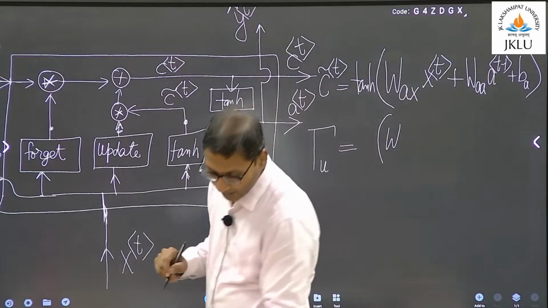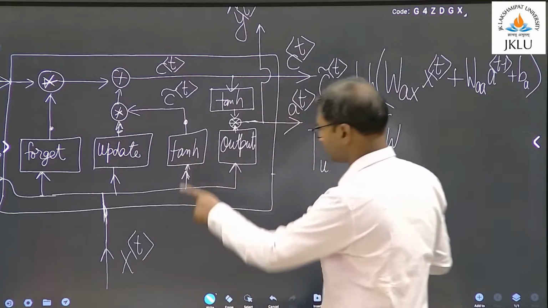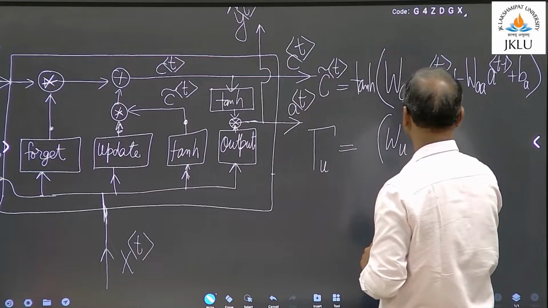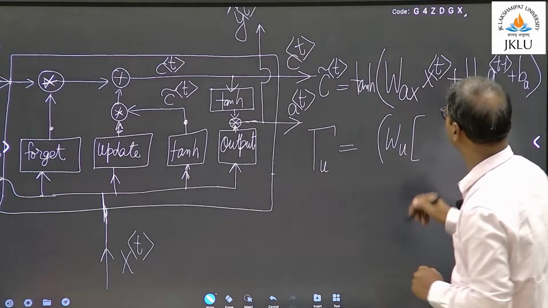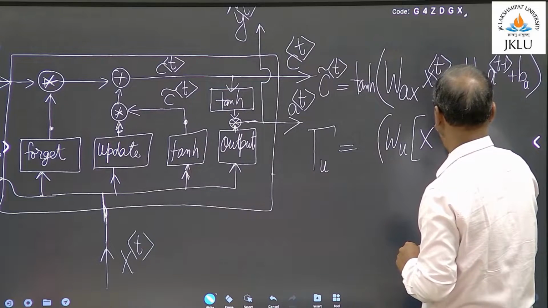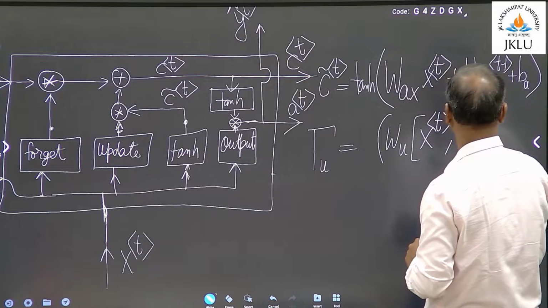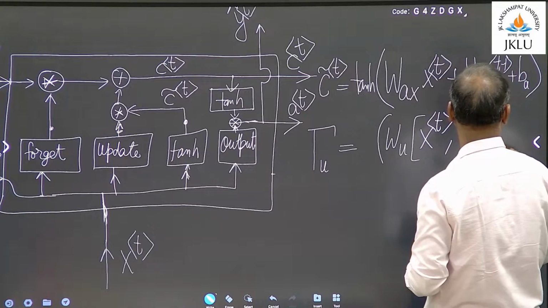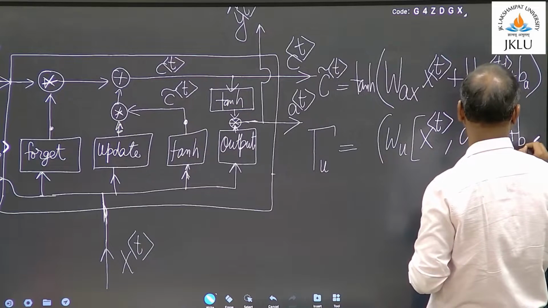So what we are calling this is, since we are talking about update, we are saying WU takes input xt, at minus 1, plus bu.